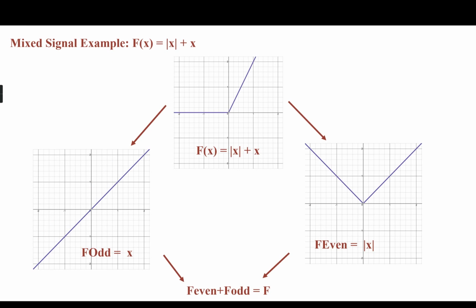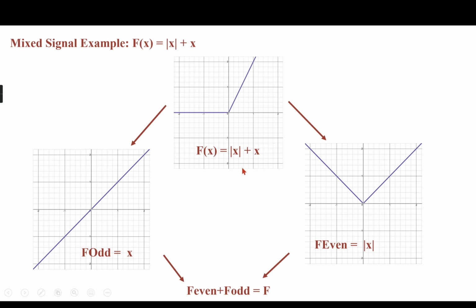One feature of mixed signals: there might be signals that are a mixture of both even and odd signals, or there might be signals that are neither even nor odd, which this is an example of. If you add the absolute function to x, you'll get something that looks like this, which is neither even nor odd. It's not symmetrical along the y-axis, and it's not symmetrical along the origin. However, if you apply the formula we learned for extracting the even part of the signal, which will give you, of course, the absolute function.